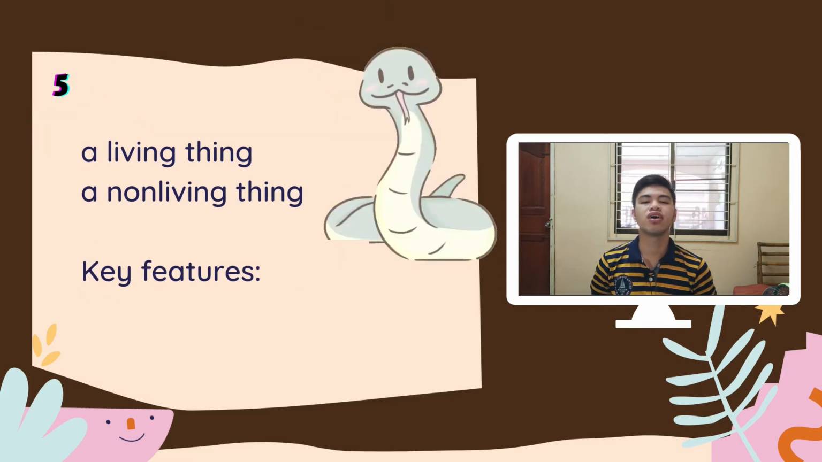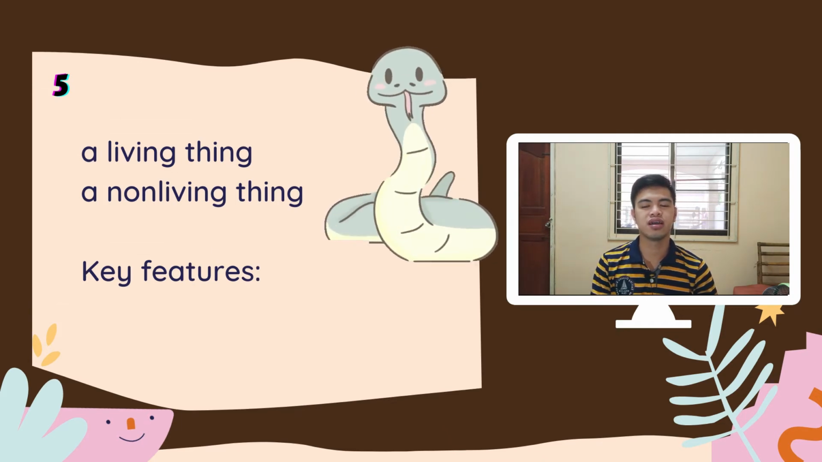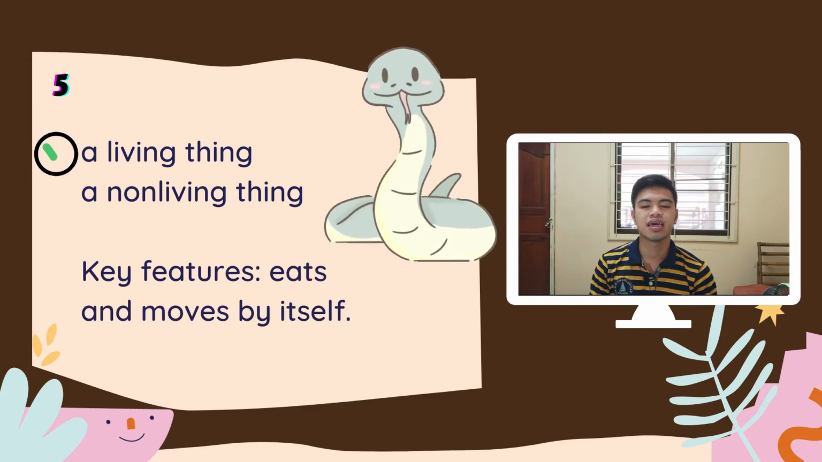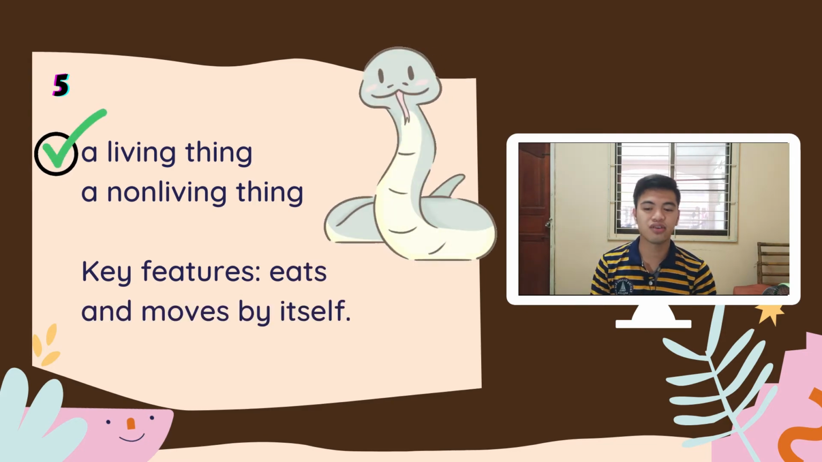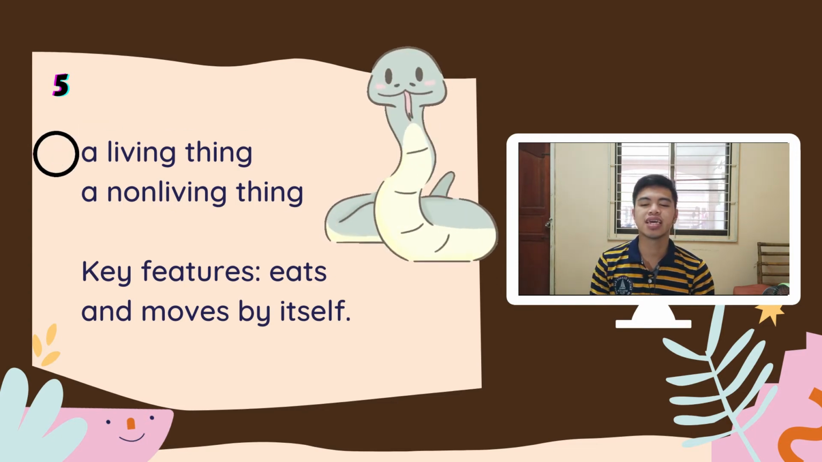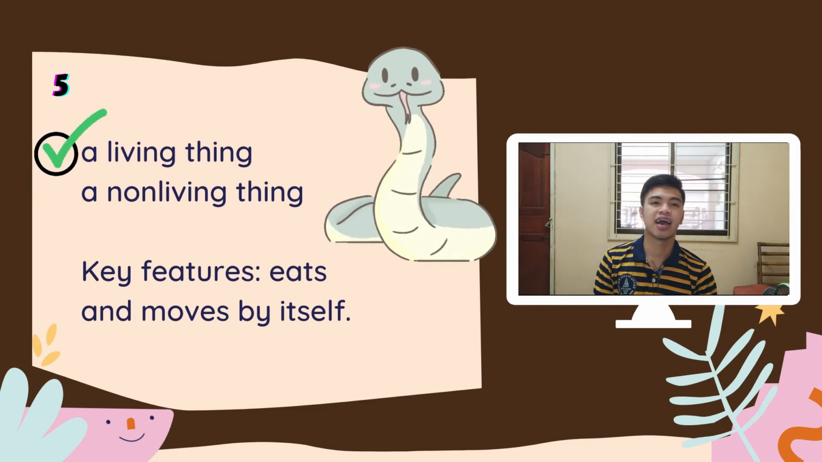For the number 5, we have a snake. So what do you think is a snake? Is it a living thing or a non-living thing? Very good. A snake is a living thing. So we will check a living thing. And then we're going to write its key features. So, a snake can eat, of course, and it can move by itself. So we're going to write eats and moves by itself. Okay? Very good.